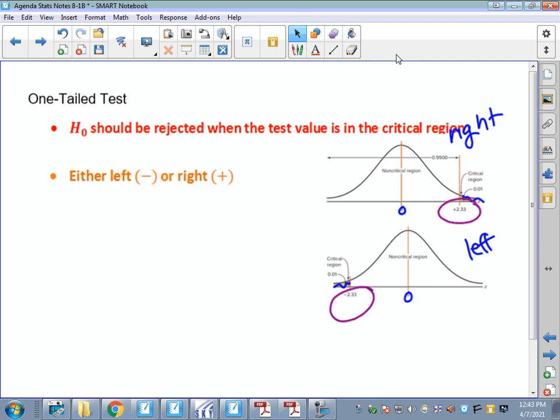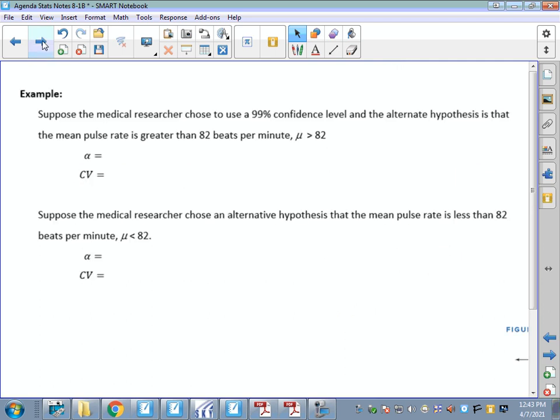If we are going to, let's do an example. So let's suppose the medical researcher chose to use a 99% confidence level, and the alternate hypothesis is that the mean pulse rate is greater than 82 beats per minute, mu is greater than 82.